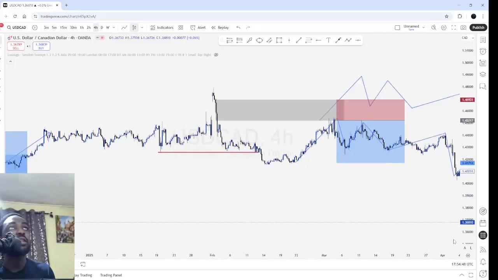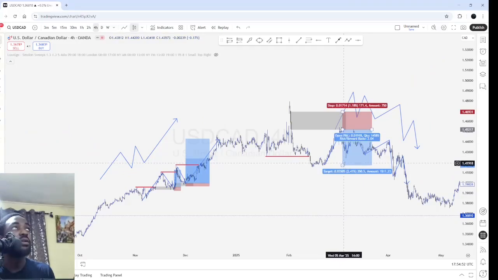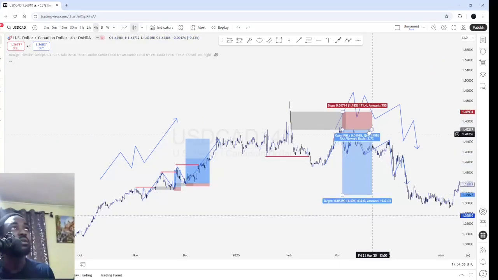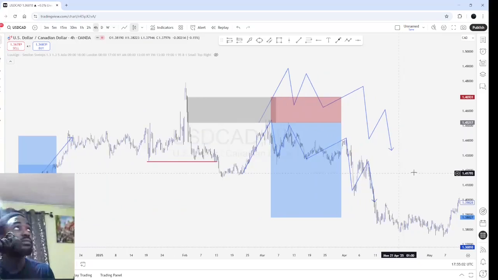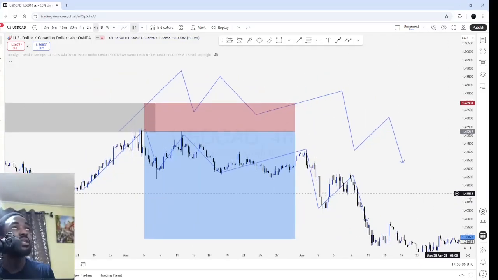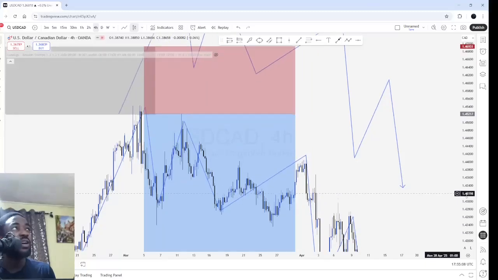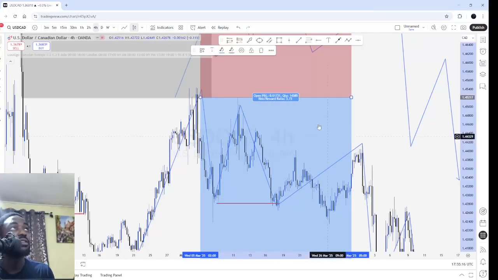If you are targeting 1:3, you target 1:3. So 1:3 is around there. Then the next one we are looking at, it happens often. We have another one over here too. Let me show you another one. We had a break of structure here. Do you get me?